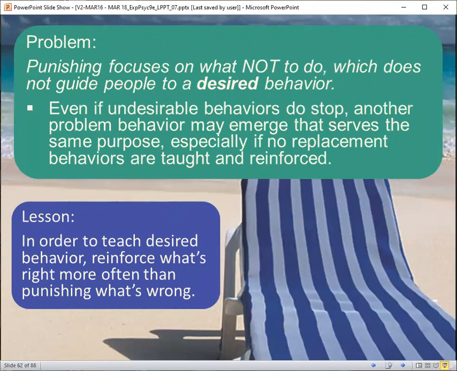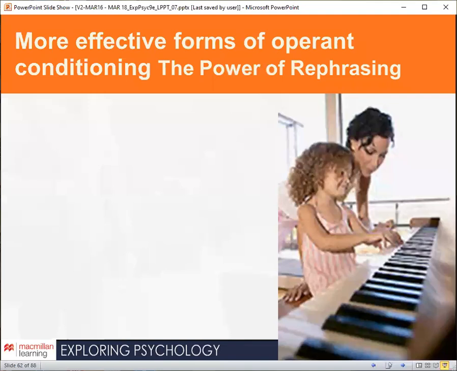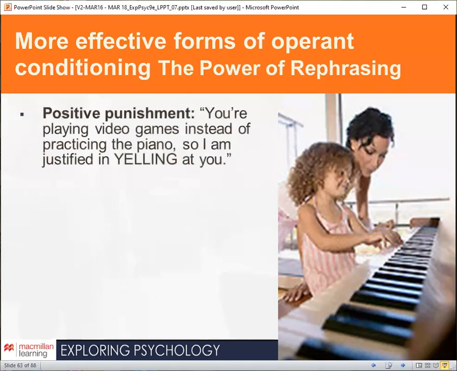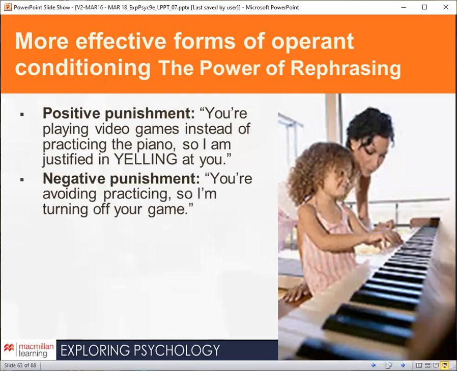So one of the things that they suggest is sort of a following process here. More effective forms of operant conditioning, the power of rephrasing things. Positive punishment: you're playing video games instead of practicing the piano, so I'm justified in yelling at you. So with positive punishment, you're introducing something undesirable to the organism, or the kid in this instance, but you're explaining to them why. Negative punishment: you're avoiding practicing, so I'm turning off your video game.